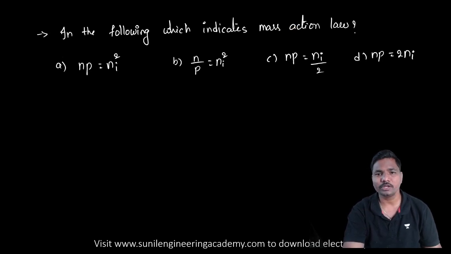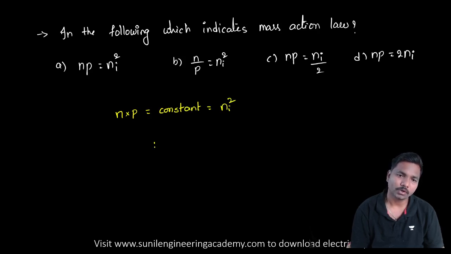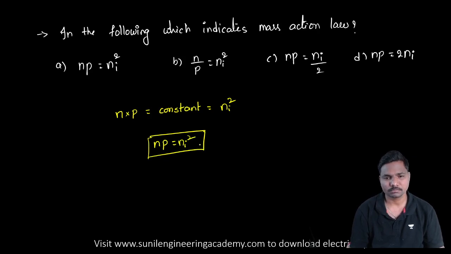Coming to the next one: which of the following indicates the mass action law? Very important one. The product of n and p is equal to a constant, and that constant is nothing but the intrinsic concentration squared. So np equals ni squared. Very important relation. Sometimes in problems they will give ni, n or p, any one, and ask for the other quantity. So np equals ni squared, where ni is the intrinsic concentration.